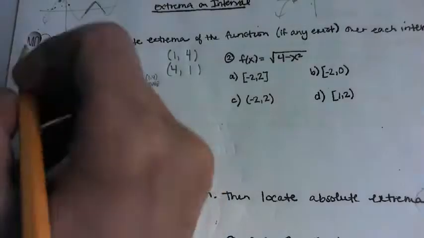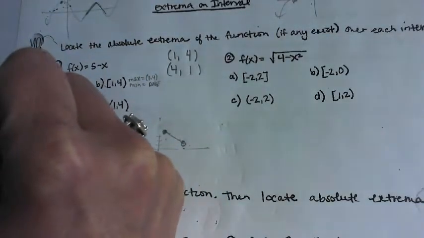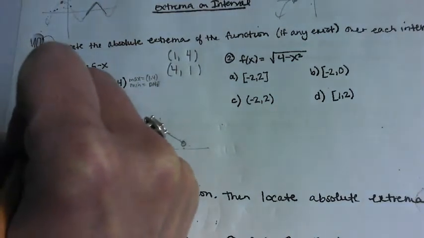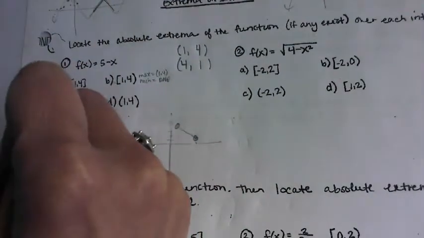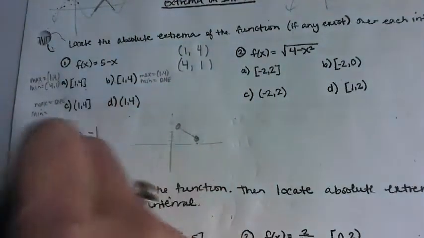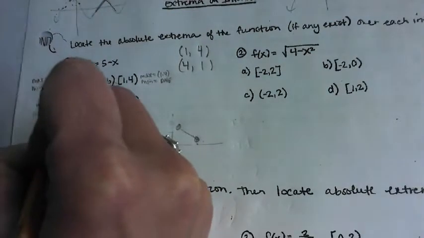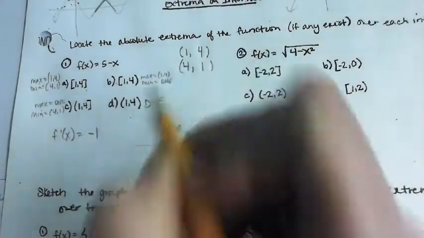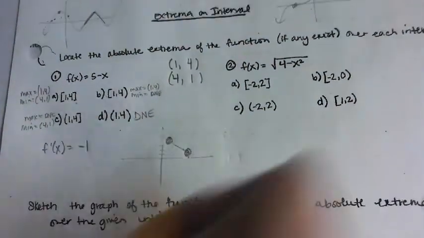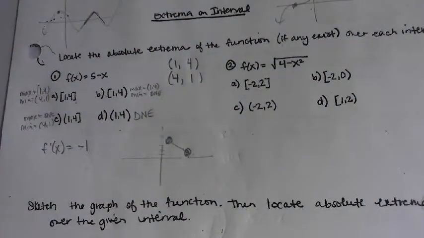In C, the absolute max does not exist because this would be an open circle. In a closed, I think we get the point, and the minimum would be (4, 1). And this one, neither exists. If they're both open circles, we don't have an absolute max, we don't have an absolute min. Okie doke.